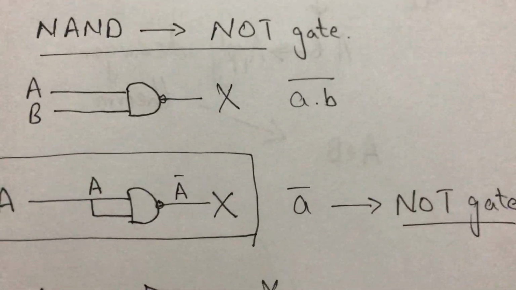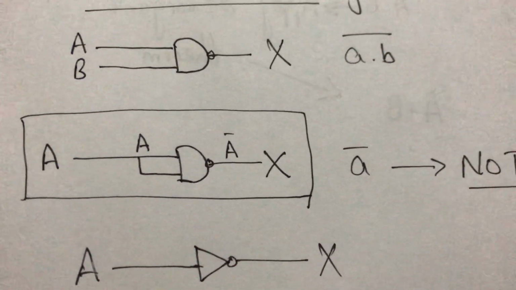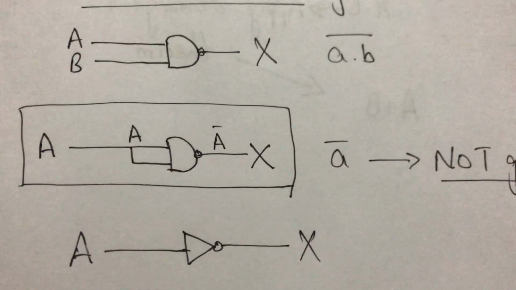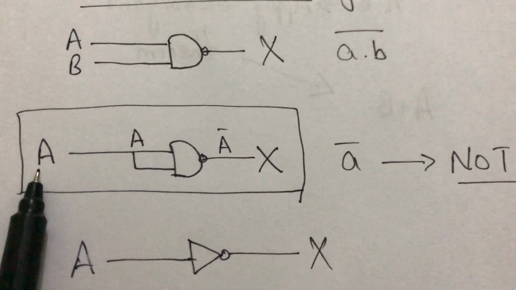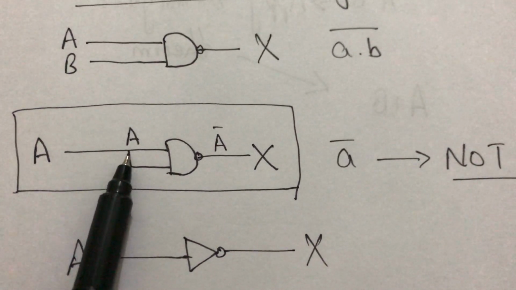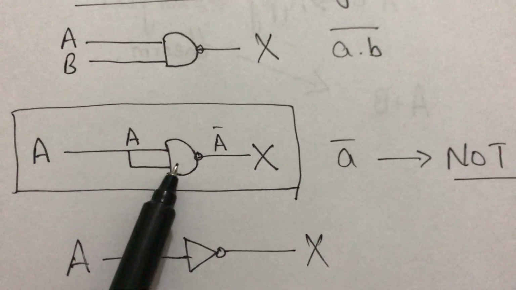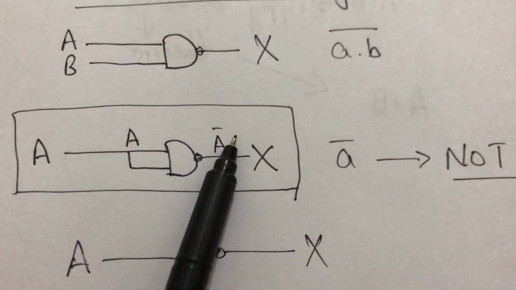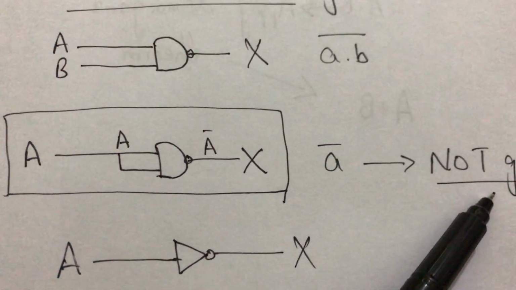When we convert it into a NOT gate, for the NOT gate there is only one input. So over here we will use only one input, that is A, and we will split it into two parts like this. So our output will be A bar, or A complement. That is the output of the NOT gate.